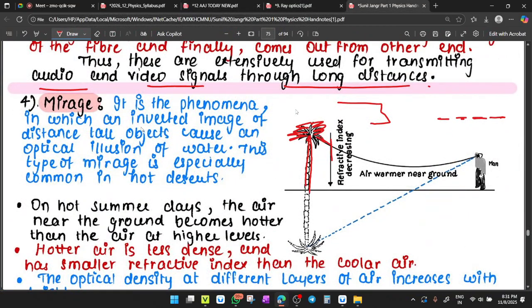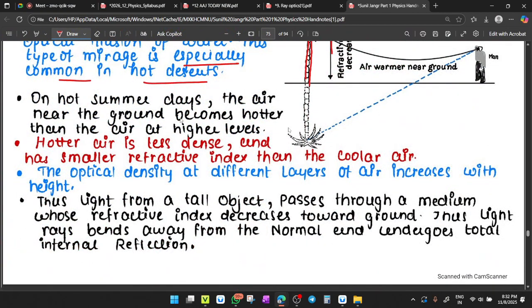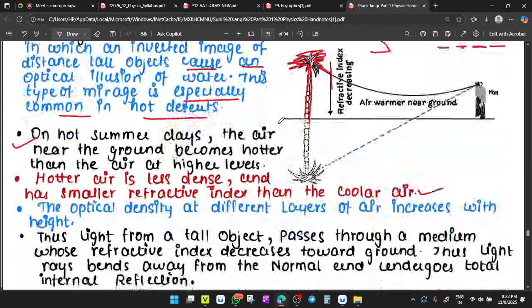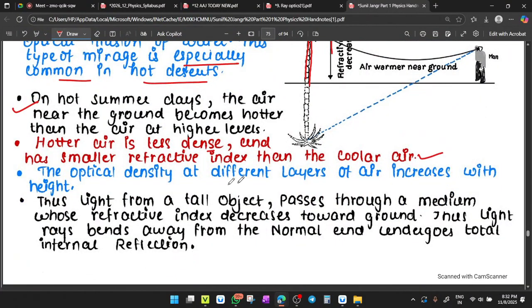It is the phenomenon in which an inverted image of a distant tall object causes an optical illusion of water. This is a type of mirage especially common in hot deserts. On hot summer days, the air near the ground becomes hotter than the air at higher levels. Hotter air is less dense and has a smaller refractive index than cooler air. The optical density of different layers of air increases with height.